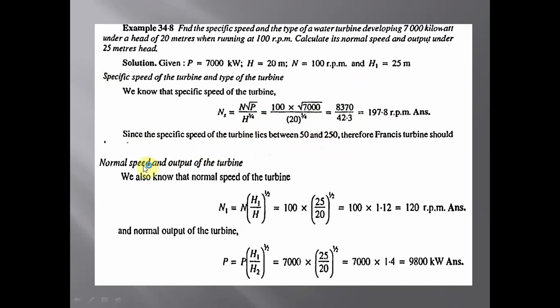Okay. Now the normal speed and output of the turbine. We also know that the normal speed of the turbine N1 = N × (H1/H)^(1/2), that is 100 × (25/20)^(1/2), that is 100 × 1.1, that is 110 rpm. And the normal output P1 = P × (H1/H)^(3/2), that is 7000 × (25/20)^(3/2), that is 7000 × 1.4, that is 9800 kilowatts. Thank you.